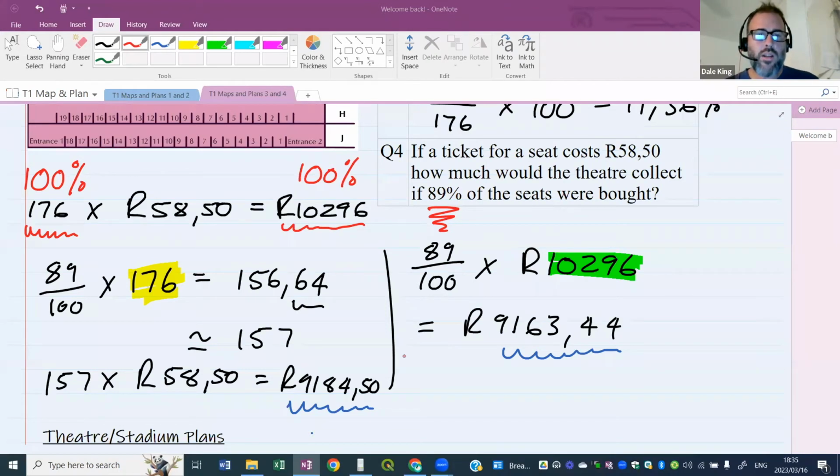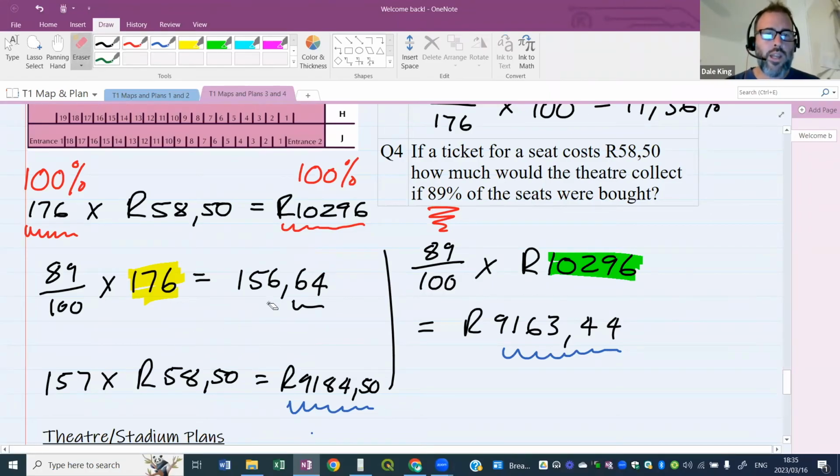Okay, so we rounded off the seat numbers. You see that? So this value here, 156,64, we rounded it off to 157, which gives a slightly different answer. If I had taken the decimal number and put that into my calculation, if I did not round off and I used 156,64 in my calculation, let's see what happens.